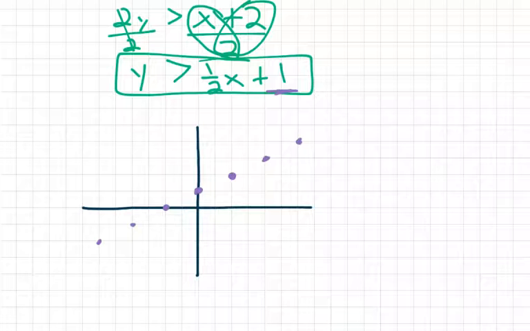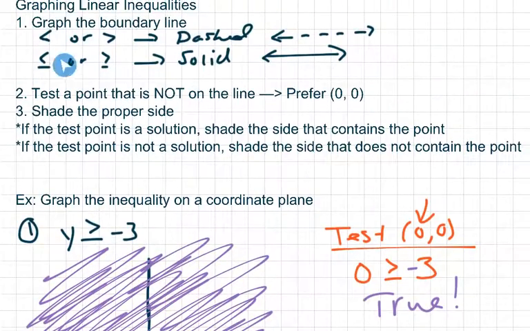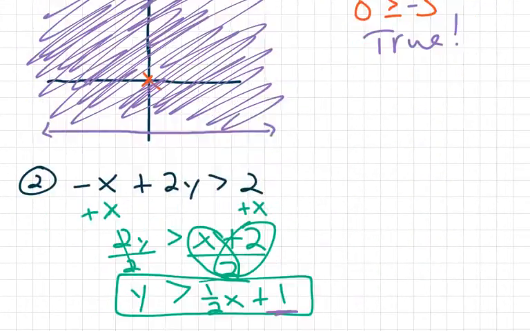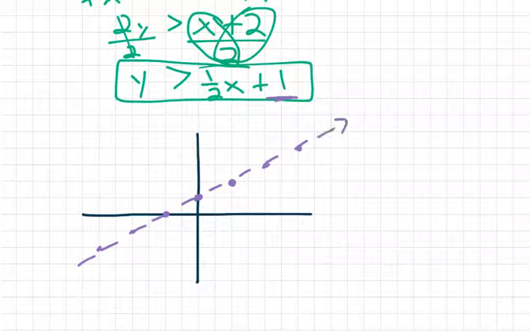Okay, now we need to figure out, is this going to be a solid line or a dashed line? This inequality does not have the or equal to part. It is strictly greater than. If we go back up to our rules, strictly greater than is going to be a dashed line. So let me go back to the picture. This is a dashed line, so we're just going to sketch a dashed line through that.